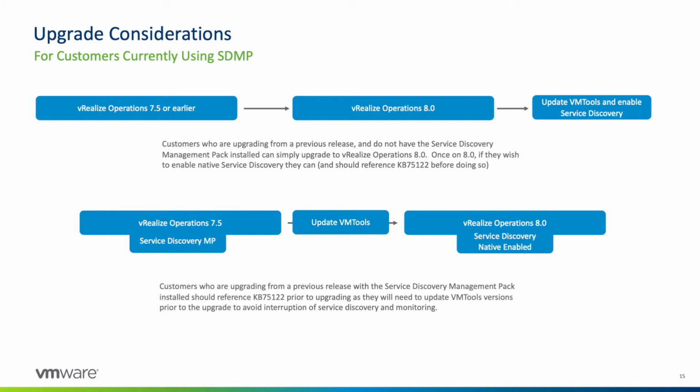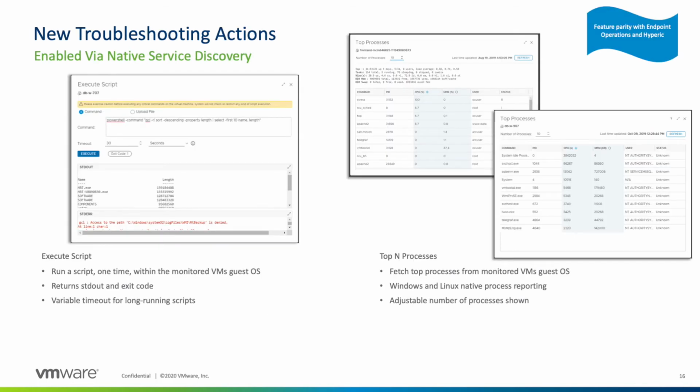But a few of my customers have been using the Service Discovery Management Pack. This came in the 7.5 version of the tool and was another way customers were getting some of these features in the earlier versions of VROps. And if that's the case for you, you can upgrade your VM tools on the environment. And then when you upgrade to vRealize Operations 8.0, Service Discovery will automatically be enabled because you were using it before. So now let's get into the troubleshooting actions. This is where we get into some of the fun stuff and actually see how enabling Service Discovery can make an impact when troubleshooting in your environment.